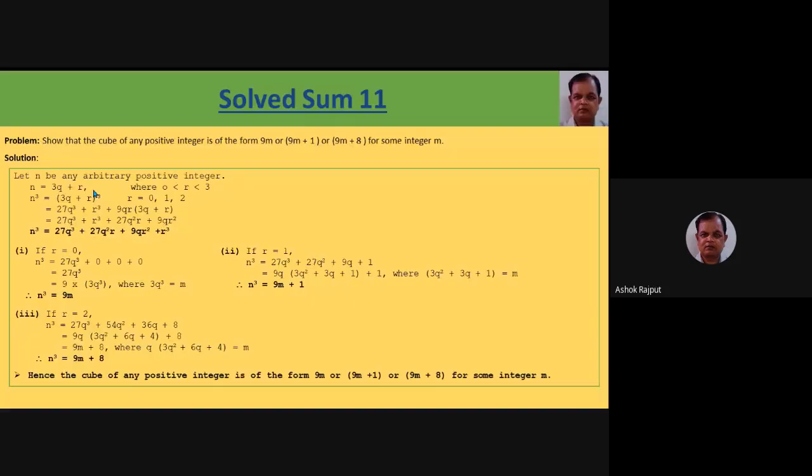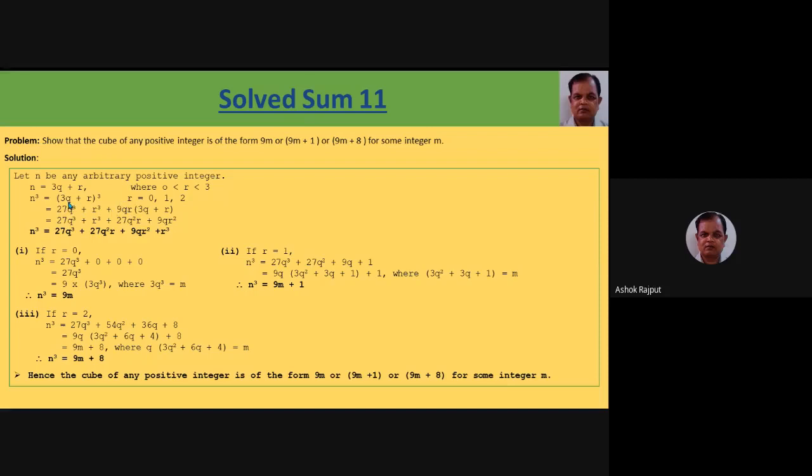So n equal to 3q plus r, where r is smaller than 3 and greater than or equal to 0. So n cube equal to, so we are cubing both sides, then n cube equal to (3q plus r) cube. We will use here an identity, (a plus b) cube.